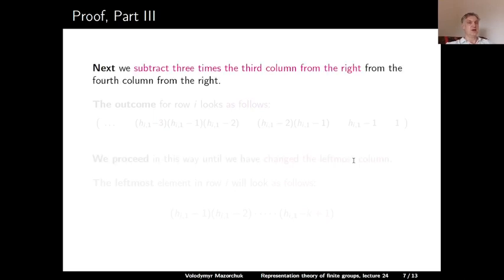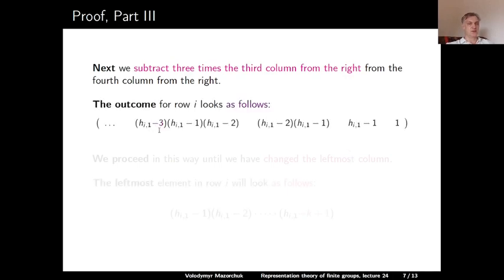Next, we multiply the third column from the right by minus 3 and add it to the fourth column from the right. The outcome looks as follows. The only change is here. We have this expression which we multiplied by minus 3 and added, so we will get here minus 3. This is a new form, and this operation again does not change the determinant. We do it all the way until we change the leftmost column of our determinant.